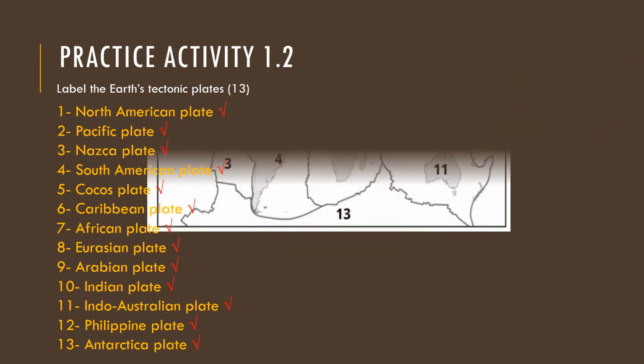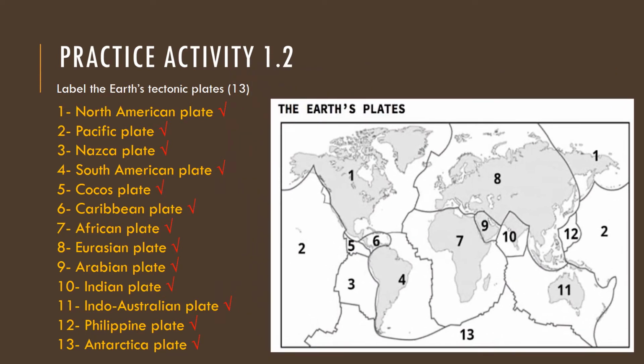Activity 1.2 answers, you were supposed to label the earth's tectonic plate. Number 1, North American plate. Number 2, Pacific plate. Number 3, Nazca plate. Number 4, South American plate. Number 5, Cocos plate. Number 6, Caribbean plate.